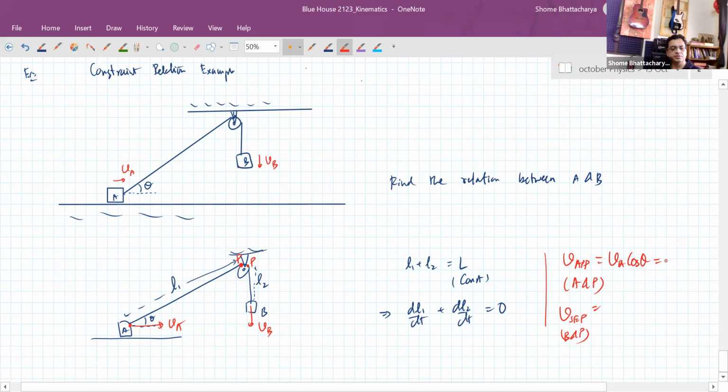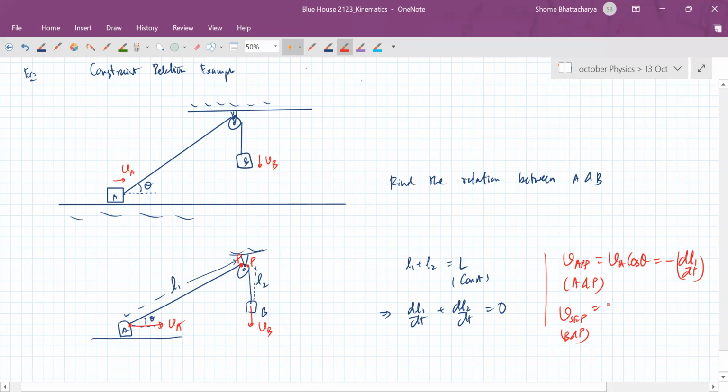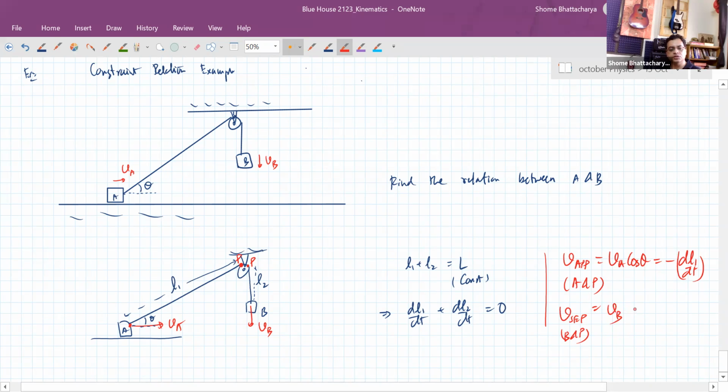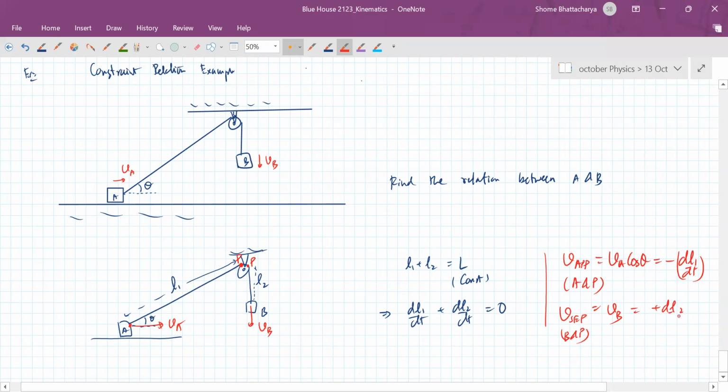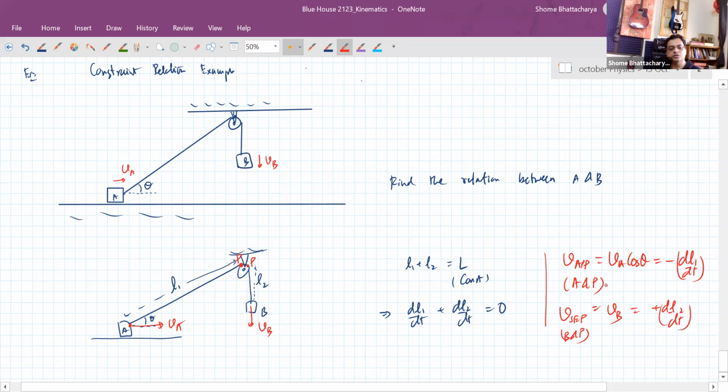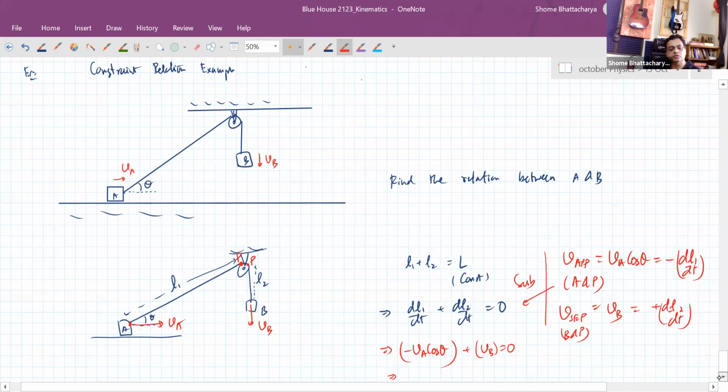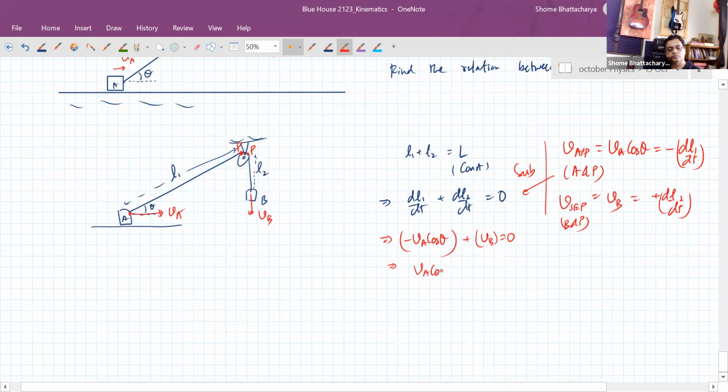And what it represents is minus dL1 by dt. The separation velocity of this one is directly VB because it's moving directly downwards, and that is equal to plus dL2 by dt. So now we can substitute these here. dL1 by dt becomes minus VA cos theta, and dL2 by dt is plus VB. This should be 0. So directly the constraint relation is that VB is equal to VA cos theta. This is the constraint relation.